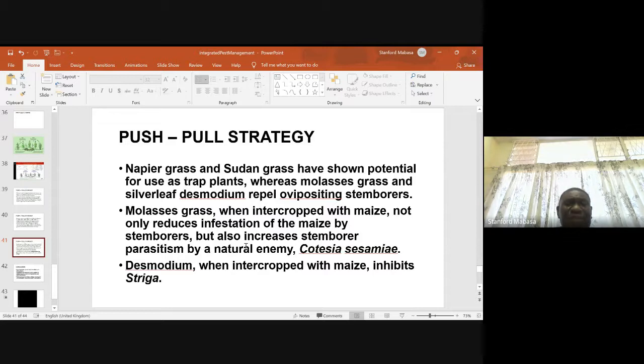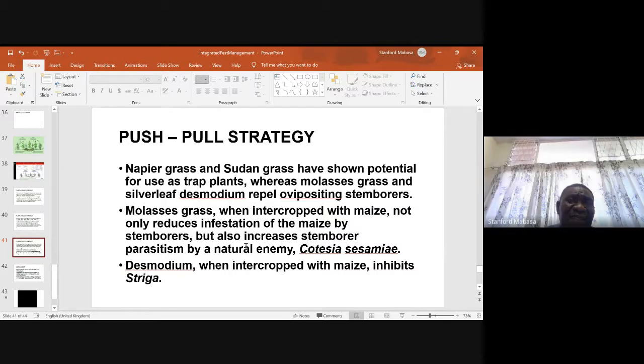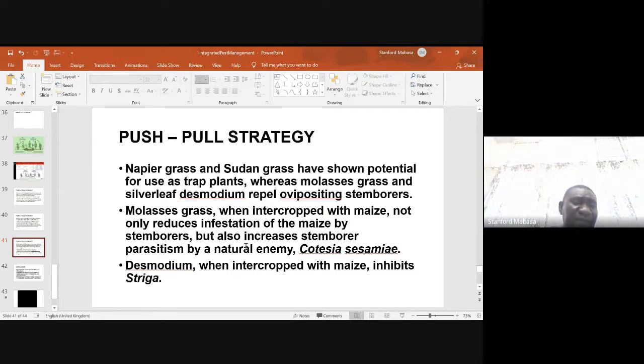It's a planting strategy which can solve the pest problem. This is an example of IPM, Integrated Pest Management.